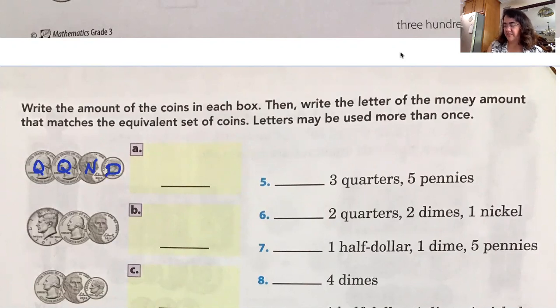Shall we count it up? Let's count it up. Help me out here. A quarter's worth 25 cents. 25 cents, so that's 50 cents. A nickel's worth 5 cents, so I have 55, and a dime is worth 10. I have 65 cents.